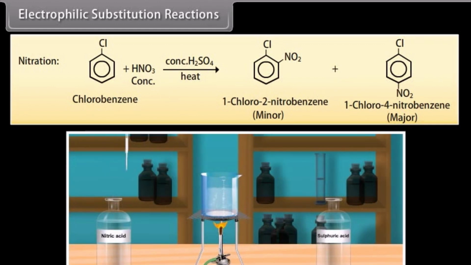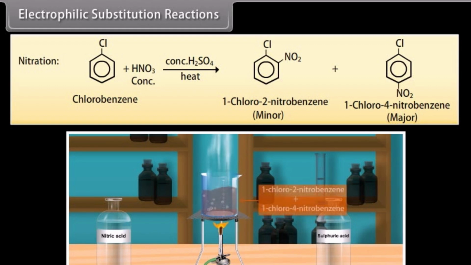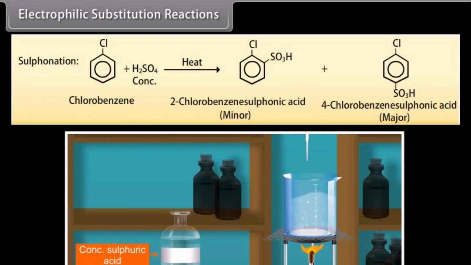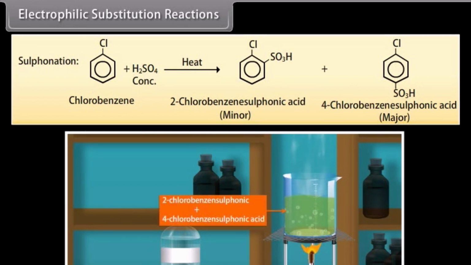Nitration. When chlorobenzene is mixed with nitric acid and concentrated sulfuric acid is added, it reacts to give 1-chloro-2-nitrobenzene, which is a minor product, and 1-chloro-4-nitrobenzene, which is a major product. Sulphonation. When chlorobenzene is mixed with concentrated sulfuric acid, it reacts to give 2-chlorobenzene sulfonic acid, which is a minor product, and 4-chlorobenzene sulfonic acid, which is a major product.